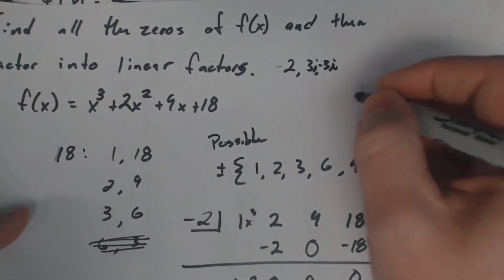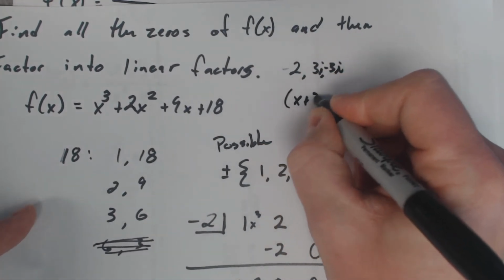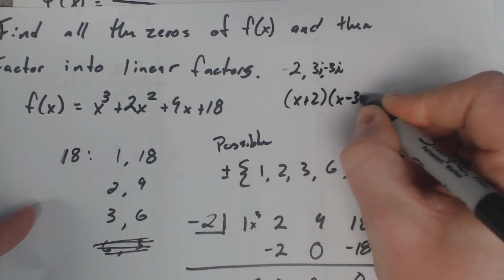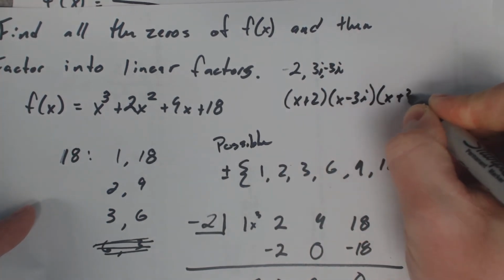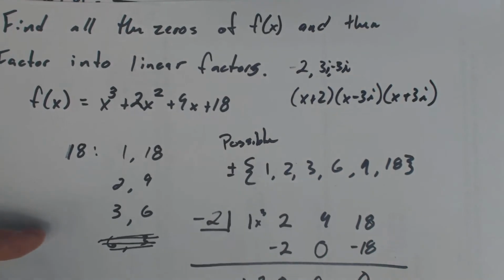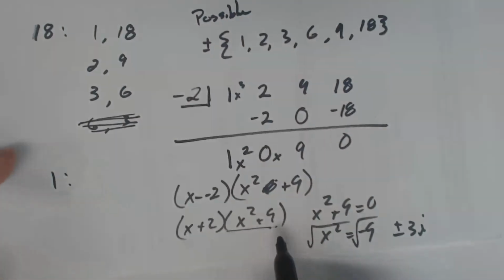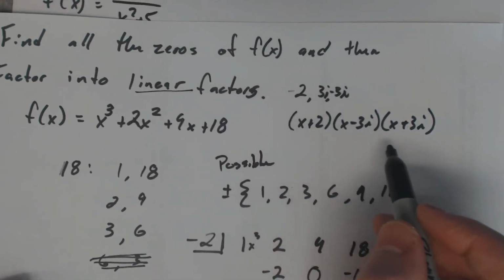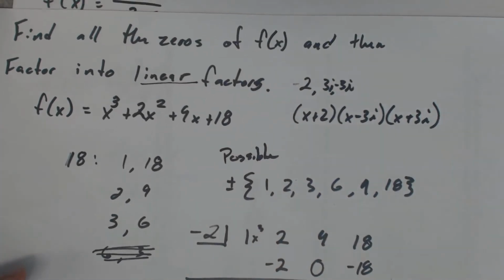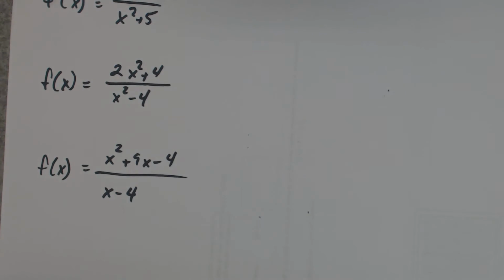There's the zeros. In factored form it would have been x plus 2, x minus 3i, x plus 3i. There's my factored form. It has to be linear factors. I didn't have it in linear factors down here. It had to be linear factors. Alright, enough about polynomials. Man, that's a long video. Sorry.